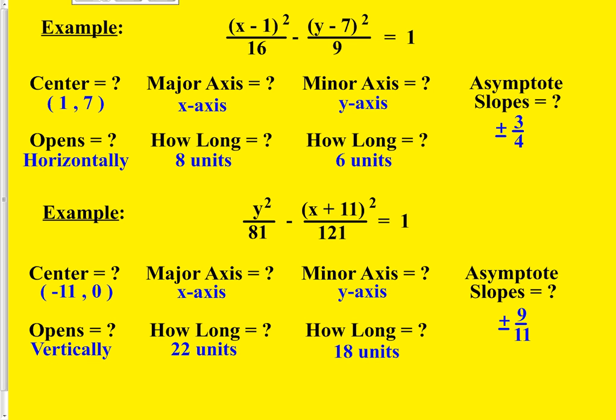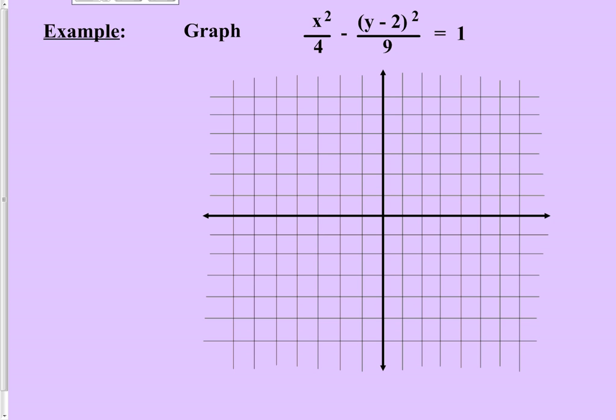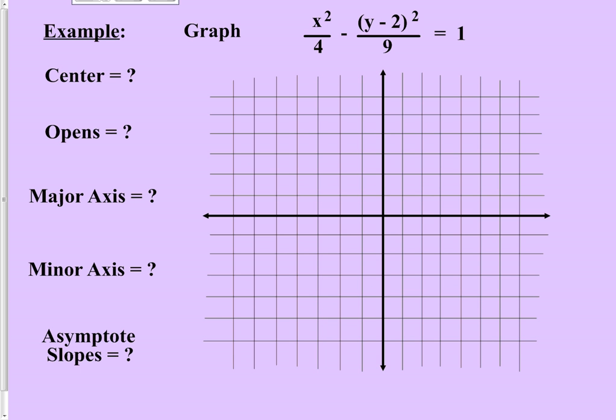Okay, so figure out your major axis, figure out your minor axis, plot those points, figure out your slopes, plot those points. If it does not make you a nice, neat little rectangle in your graph, you have done something wrong. Okay, so let's look at a graph real quick.